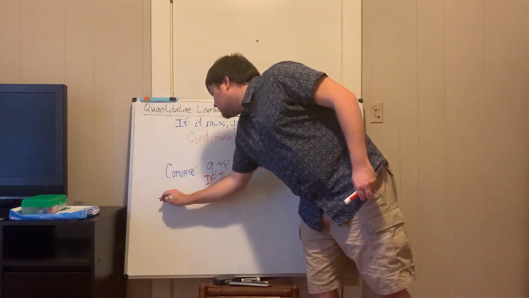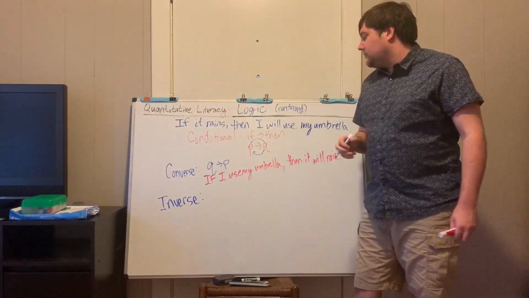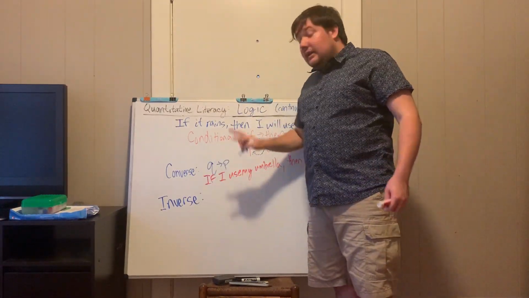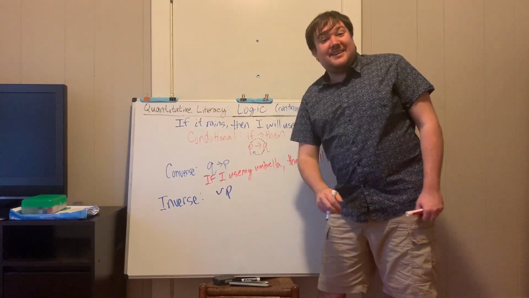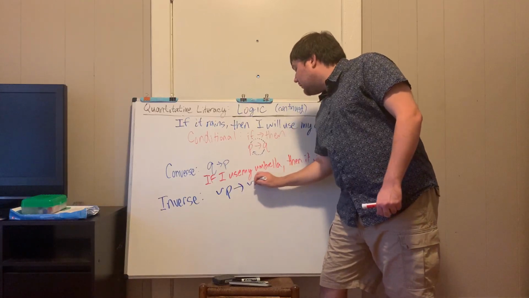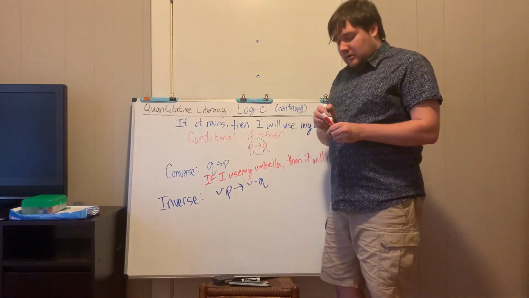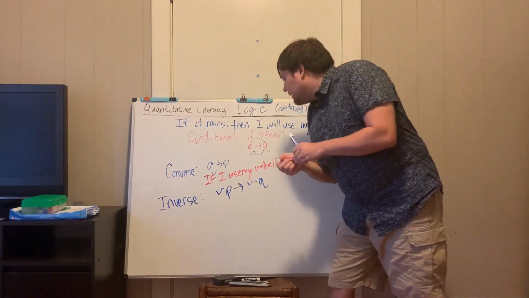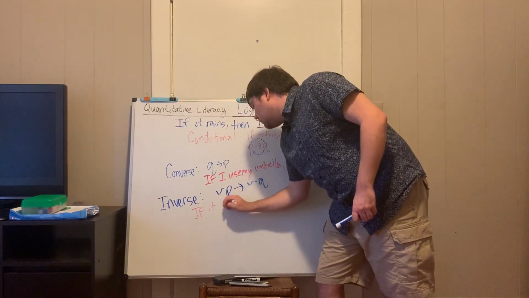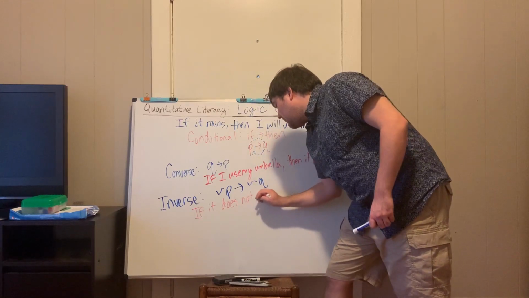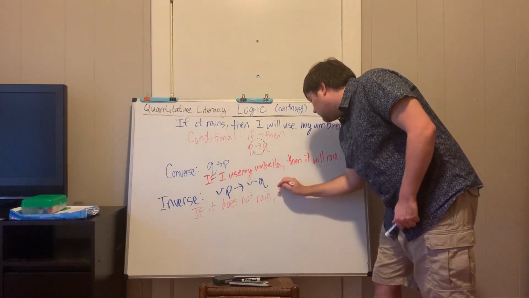Our next manipulation is called the inverse. It inverts each of our statements. So it takes P and turns it around, making it not P, and it takes Q and turns it into not Q. In terms of our original statement, it says: if it does not rain, then I will not use my umbrella.